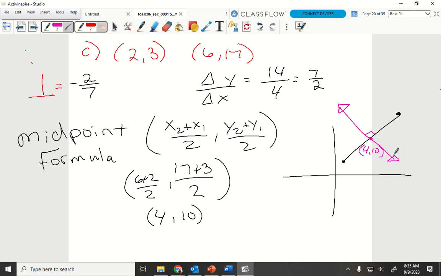Yeah. Okay, so now look carefully at what we have. We have the slope and we have the point, so we could plug it into point-slope form. Okay? Yes? Good. Do it.